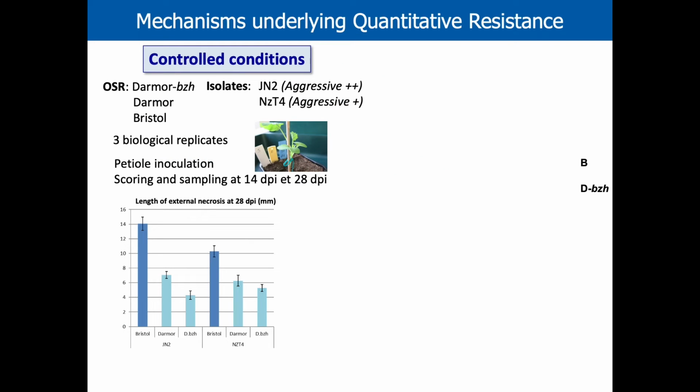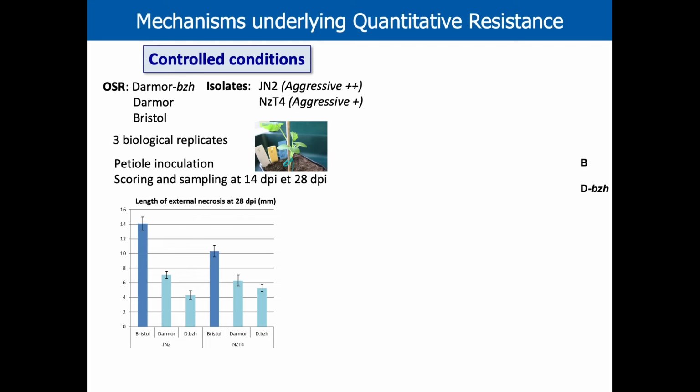For this, an experiment was run in control conditions with the 3 genotypes and 2 Leptosphaeria maculans isolates, GN2 being more aggressive than NDT4. We used the cut petiole inoculation method, scored the symptoms, and sampled the stems at 2 time points, 14 and 28 days post-inoculation.